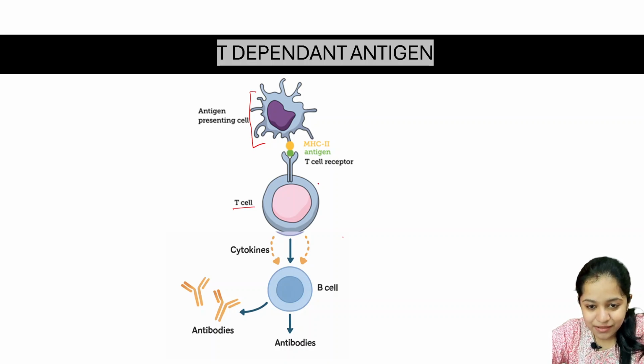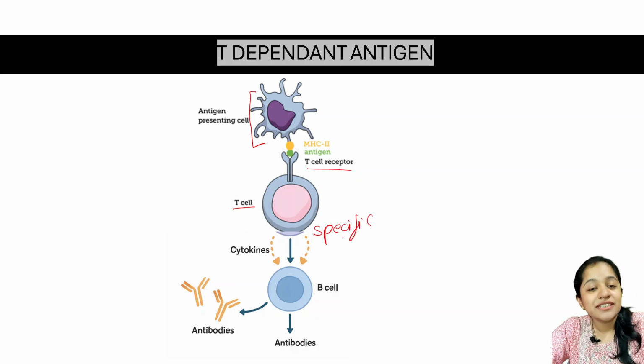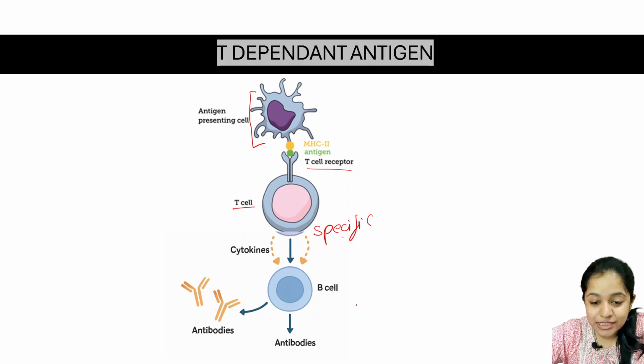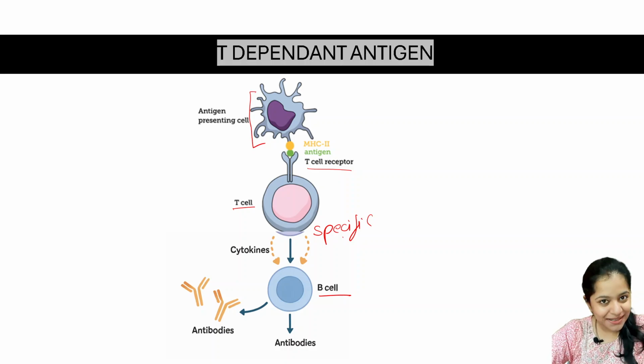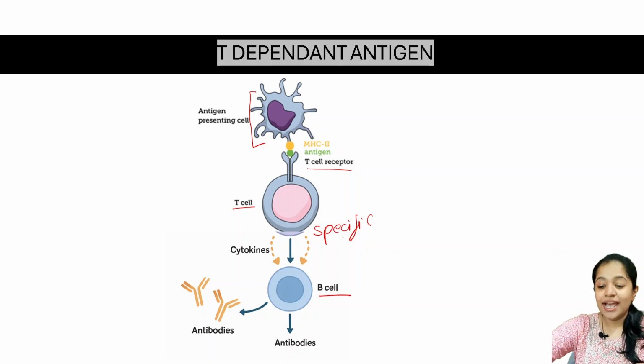To T cell. Okay, this is the T cell receptor. Okay, now there is activation of T cell. Okay, and it releases specific cytokines. This specific cytokine will do what? It will go and stimulate B cell to do what? To produce antibodies. Clear? Easy? This is your T-dependent antigen.